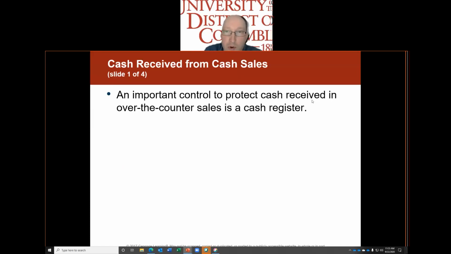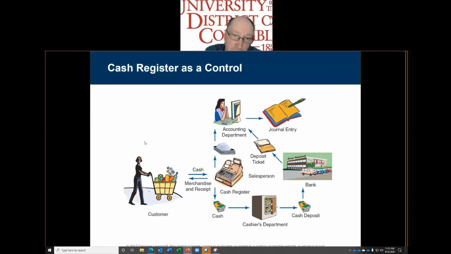It's important to control and protect cash received over the counter in the sales register. How do I do that? The customer purchases their goods from my store. They give me cash. I give the customer a receipt.